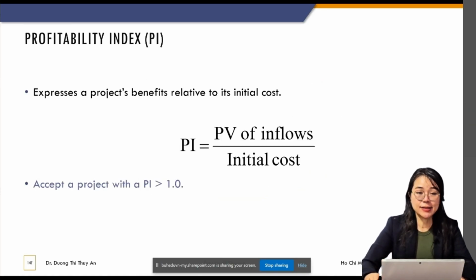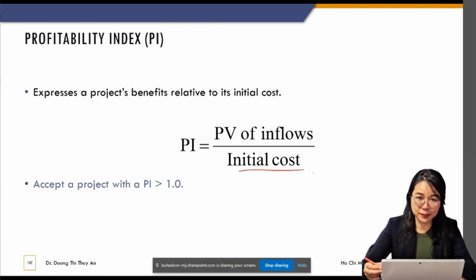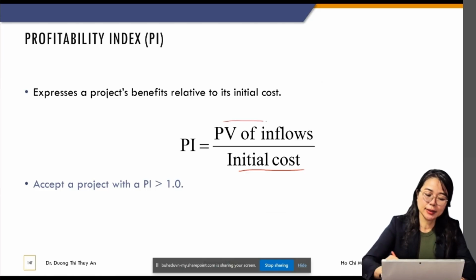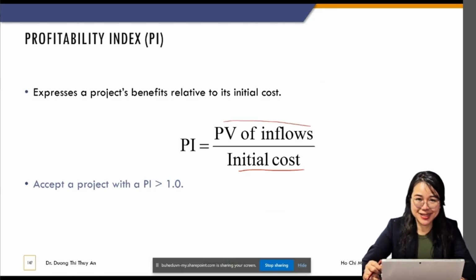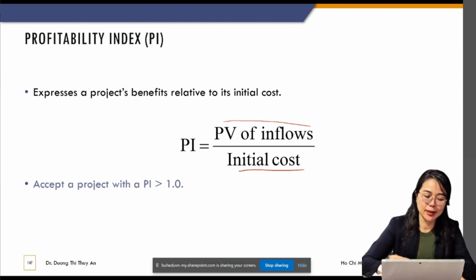Okay, we go to the last criterion, that is the profitability index, PI. As you see, the formula for PI is quite simple. The denominator is the initial cost, what you have paid, and the numerator is the present value of the cash flow. So, what you get over what you have paid. You want what you get to be higher than what you have paid, right? So PI has to be greater than 1.